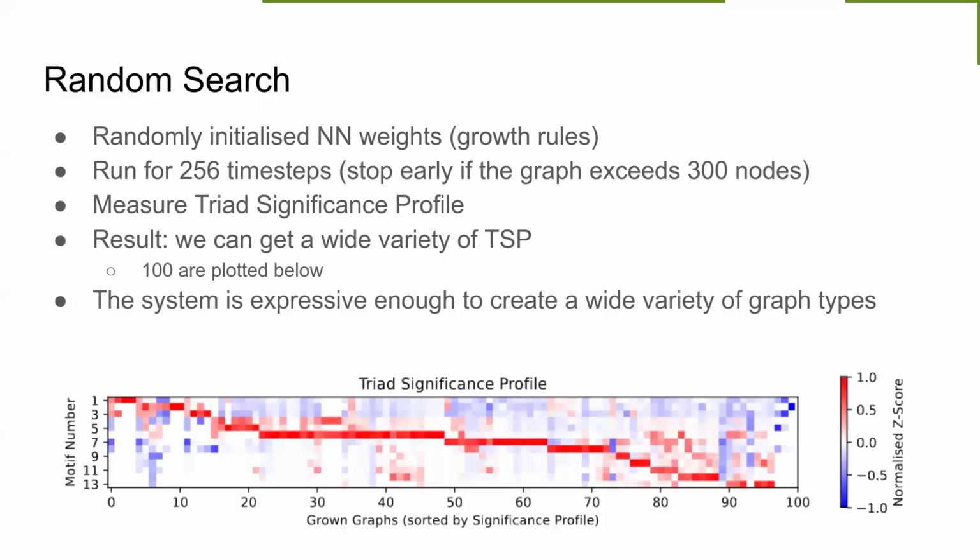Finally, the experiments. First of all, just the proof of concept that this can create a lot of diverse triad motif profiles. For the random search, we randomly initialize the neural network weights, which are the growth rules, and then we ran the system for some time steps or until it had grown to a certain size, and then we measured the triad significance profile. Each column of this is actually a single developed graph's TSP, and they're sorted so that you can see there's quite a range of different motifs being the most significant one.